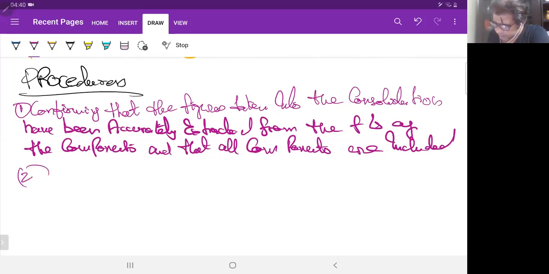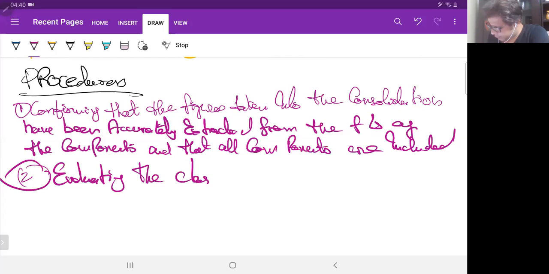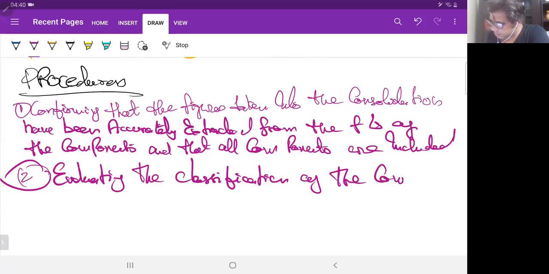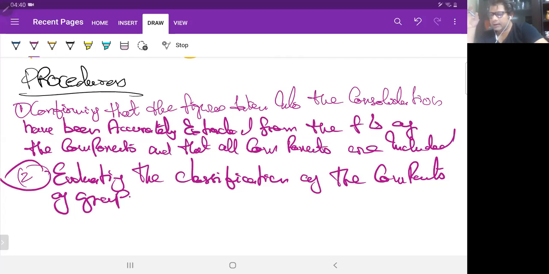Number two, evaluating the classification of the components of the group. For example, whether the components have been correctly identified and treated as subsidiaries, associates, or joint ventures. All right.